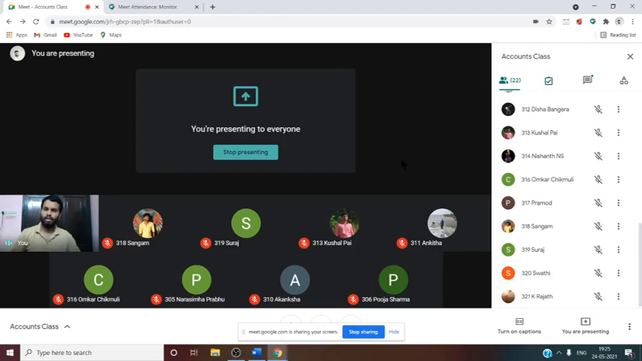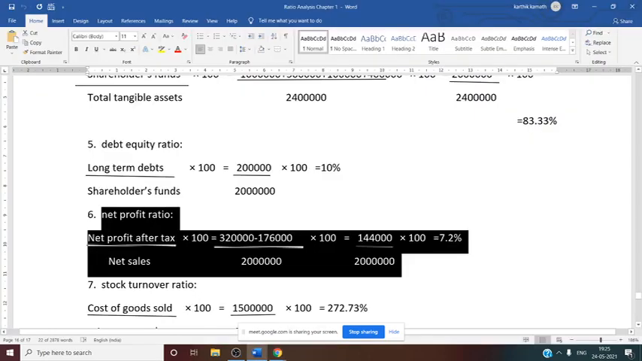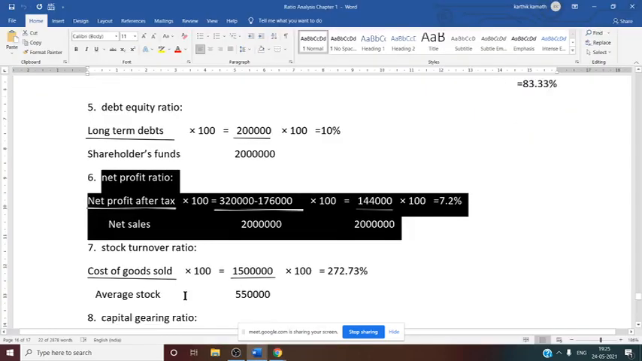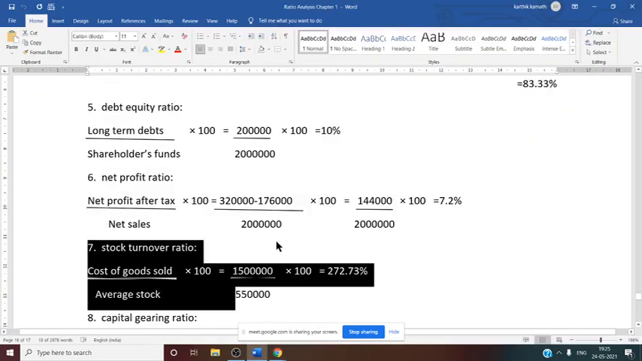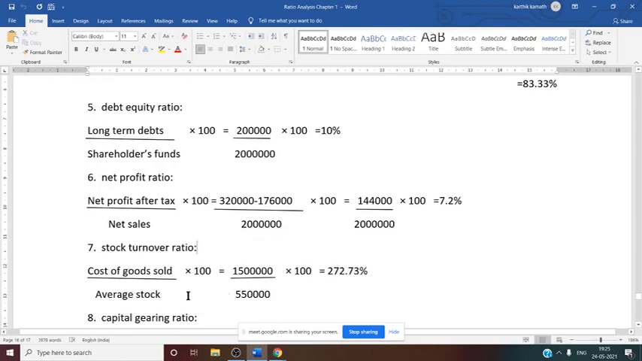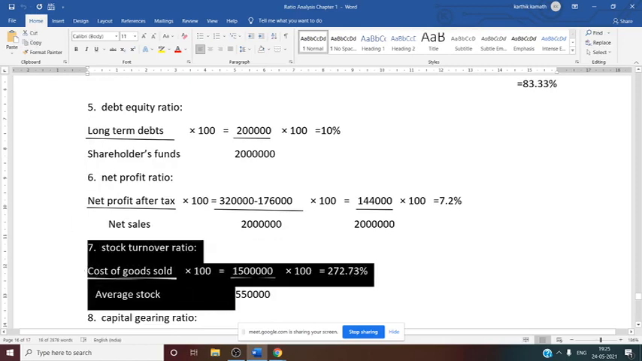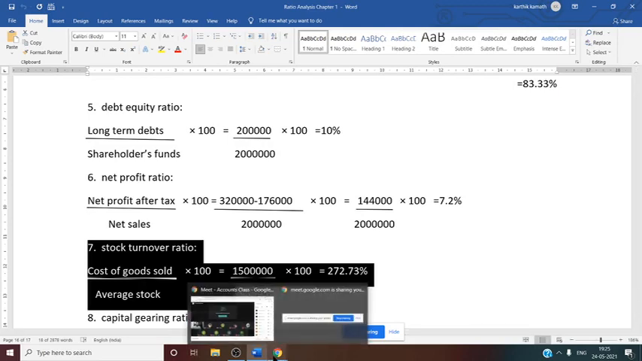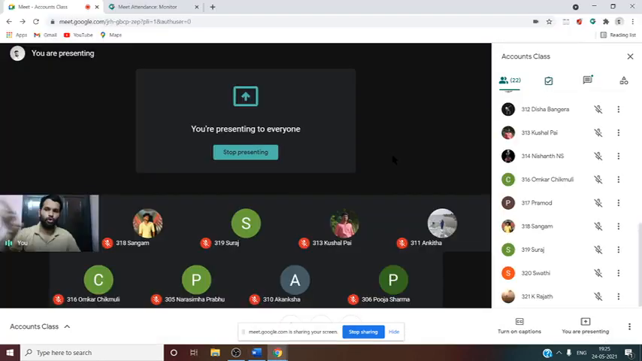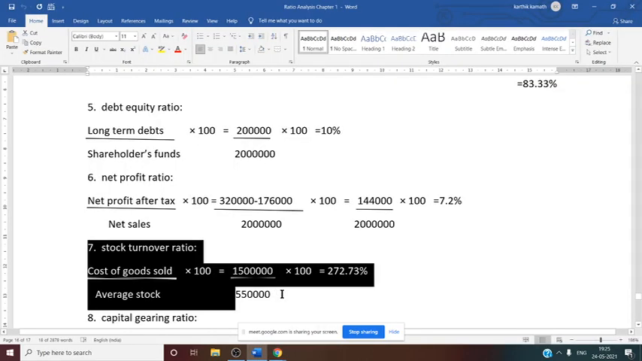So now point number 7 we need to calculate here, stock turnover ratio. See this now, the stock turnover ratio formula is cost of goods sold divided by average stock into 100. Again, cost of goods sold we have calculated earlier while solving other ratios, that is sales minus GP, that is nothing but sales minus gross profit. Sales is 20 lakh, gross profit we know is 5 lakh. So if you deduct both you will get cost of goods sold as 15 lakh.